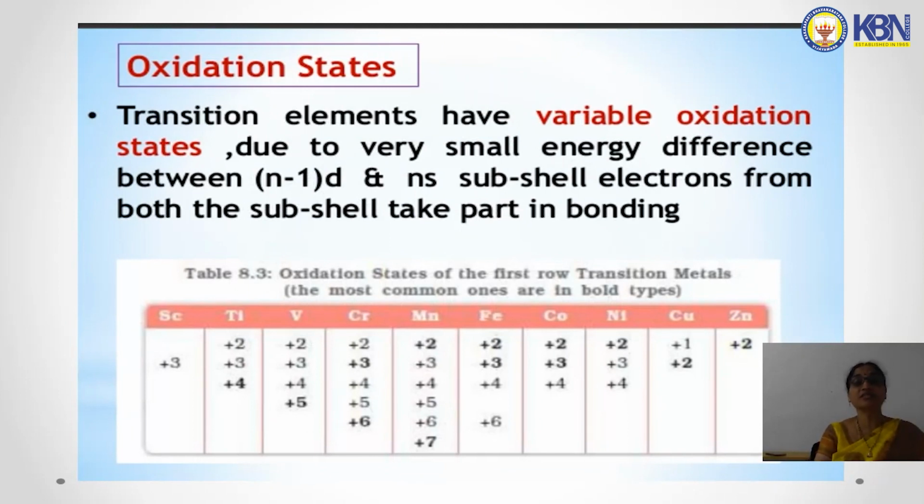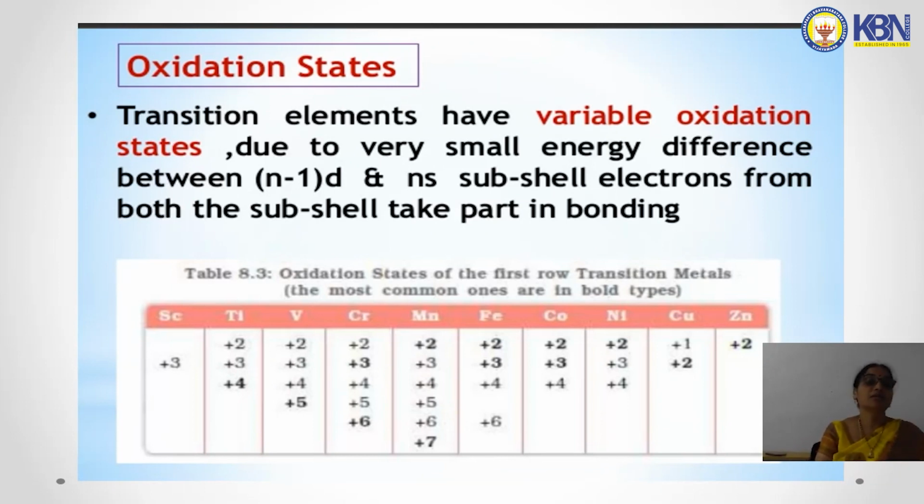So coming to the oxidation state, d block elements or transition elements have variable oxidation states because they have a very small energy difference between the ns orbital and the n-1 d orbital. So we can take the electrons easily from ns as well as n-1 d orbitals. That's why they have variable oxidation states. All the d block elements exhibit variable oxidation states because we can remove the electrons from ns as well as n-1 d orbitals very easily, as the energy difference between the ns orbital and the n-1 d orbital is very less.